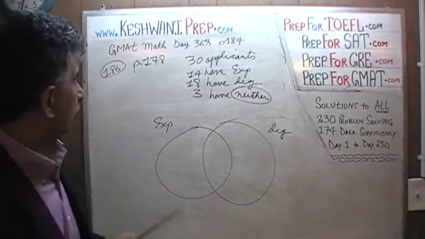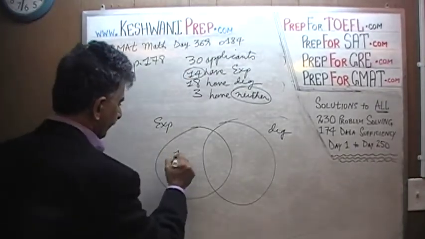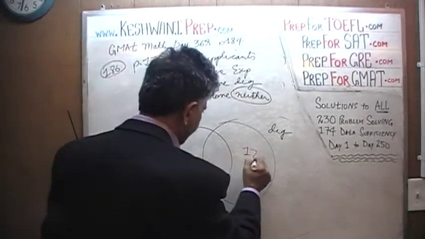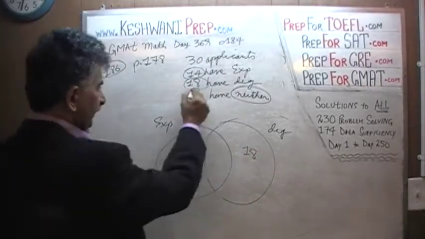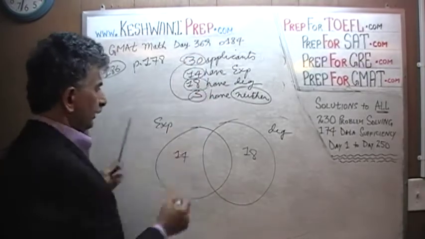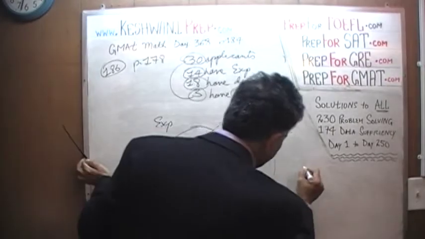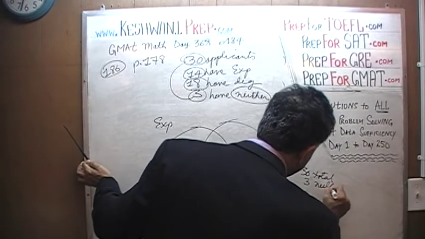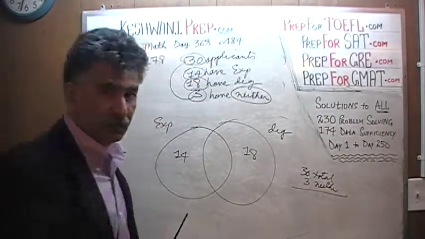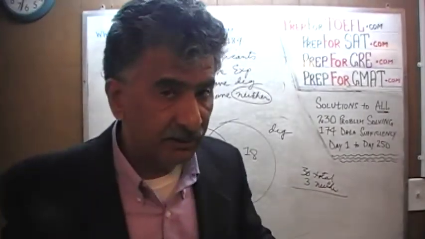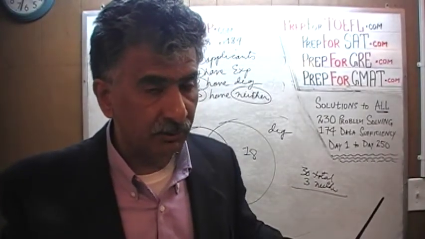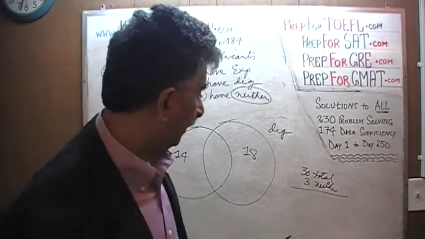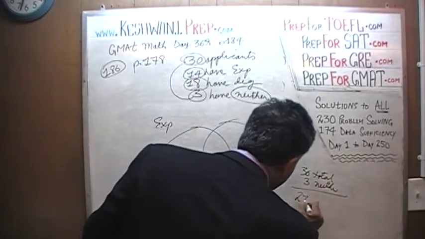We are told that 14 of them have experience. We are further told that 18 of them have degrees. And then they go on to tell us that 3 of them have neither. So there is 30 total. Three people apply for the job, and these three people have neither experience nor a college degree. They just showed up and said, give me a job. Do you understand? And therefore, we have 27 people.